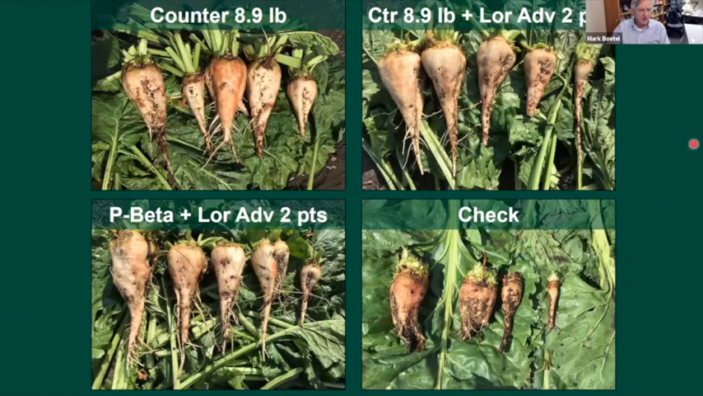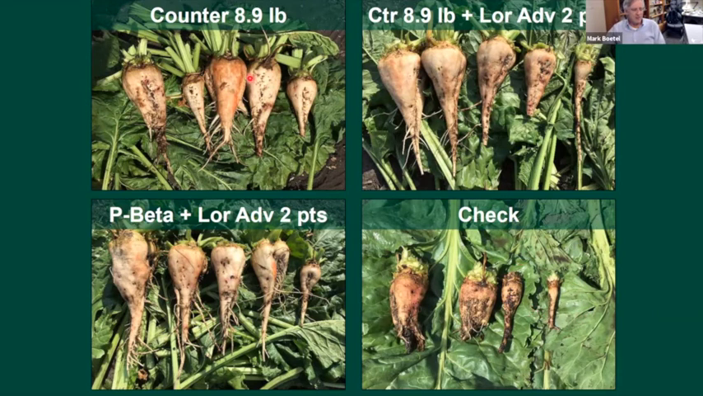This is what some of the plots looked like over the years. Our untreated check was beaten up pretty bad. By the way, we randomly collect roots from these plots, and we stop at a prescribed location within each plot, same location within each plot. And this happened to be one random location where there was no beet. So that's how bad the pressure was.